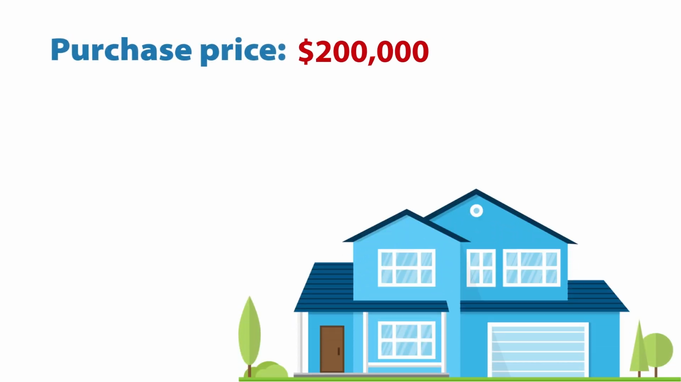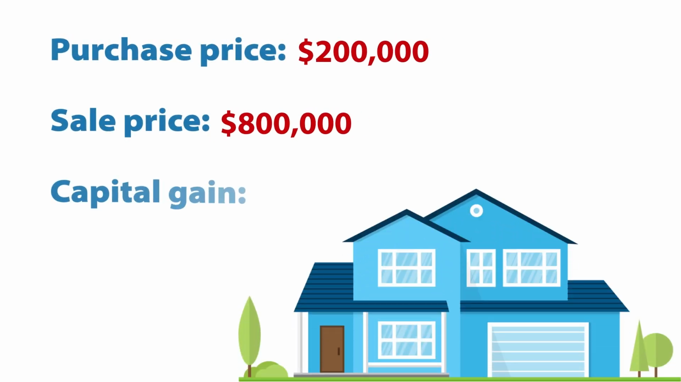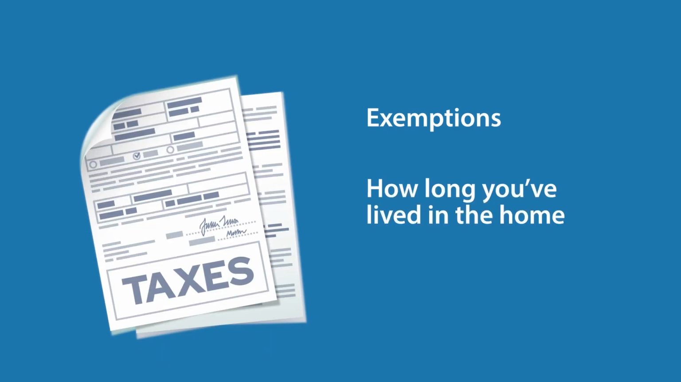This matters because it determines who pays any taxes for selling the property, primarily the capital gains tax on any profit from the sale. Typically, if you bought your home for $200,000 and sold it for $800,000, you would have a capital gain of $600,000. How much tax you'd pay on that profit would depend on many factors, including exemptions, how long you've lived in the home, and whether you're filing tax as a single or married couple.